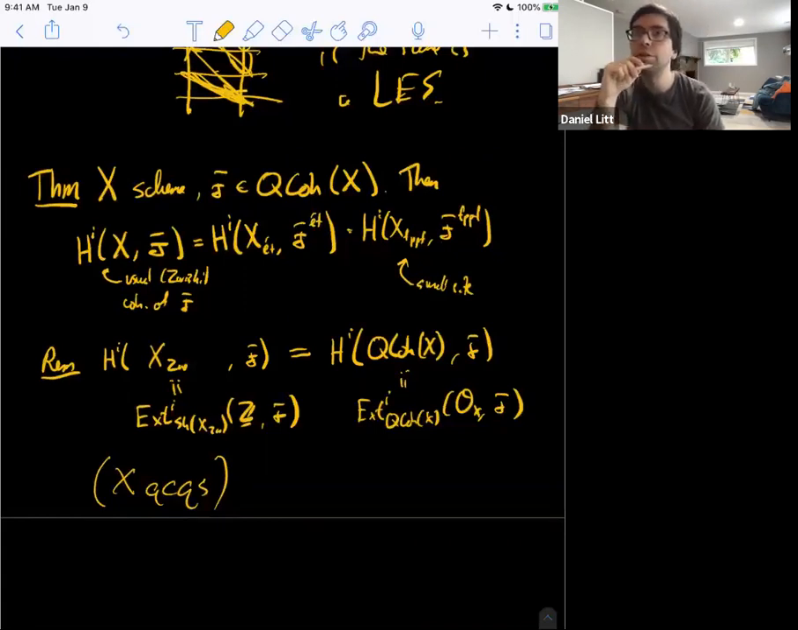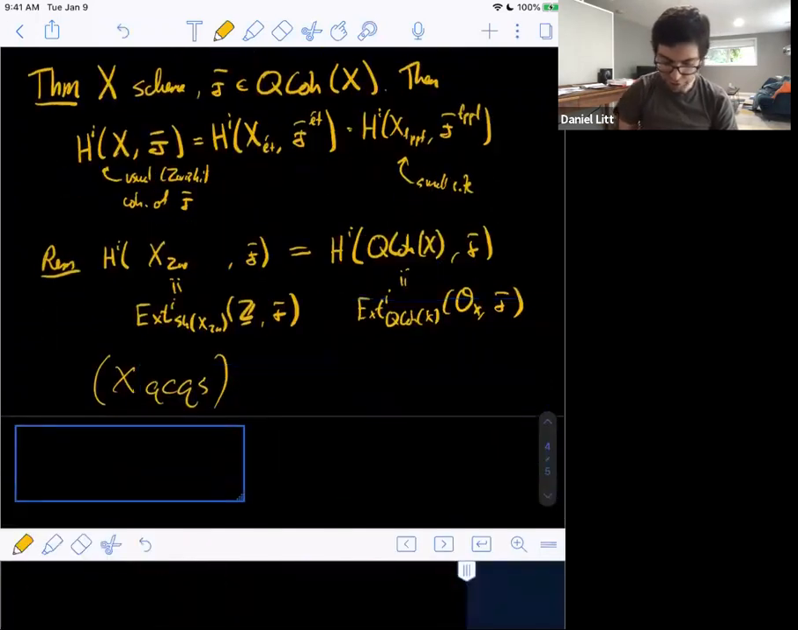Are there other questions? So the small FPPF site means that the objects are flat and finitely presented X-schemes. That's right. And then covers are covers. Yeah. Great. Are there other questions before we start again? All right, let's start again then.